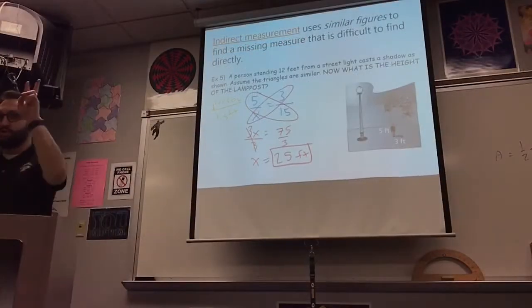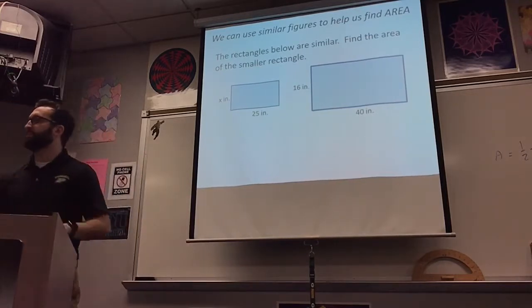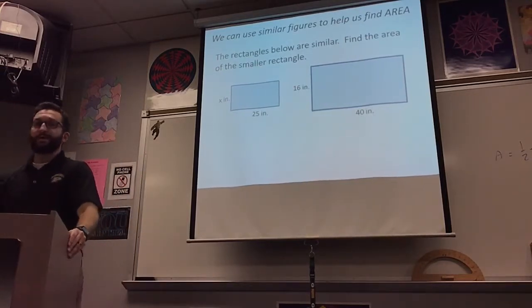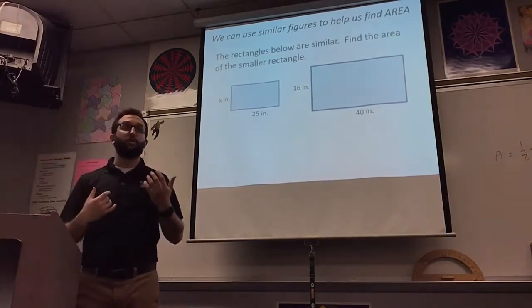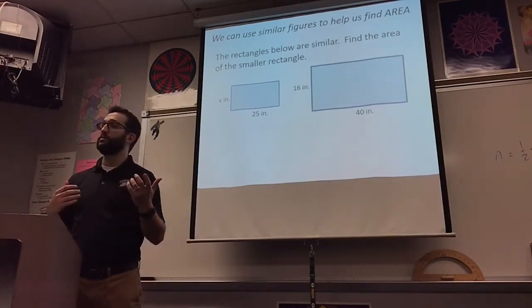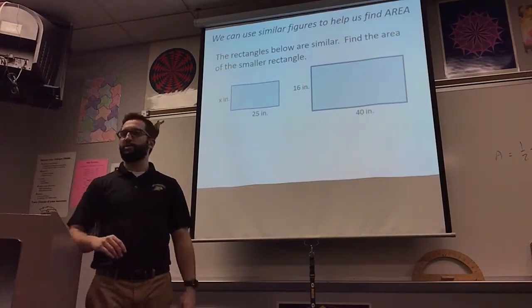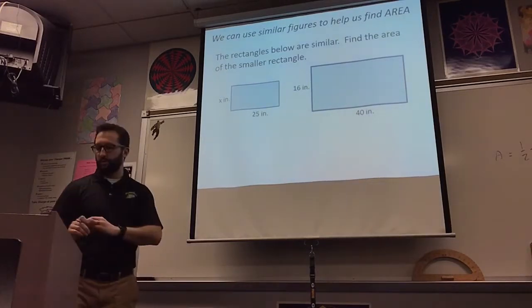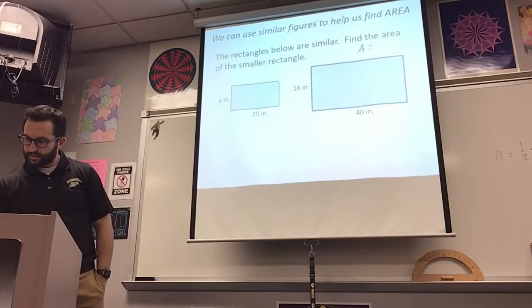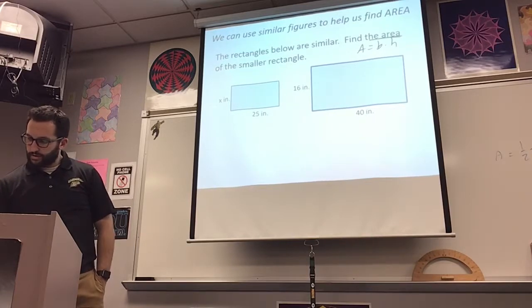Now let's get to the new stuff. We can use similar figures to help us find area. The rectangles below are similar. We're told that. Similar means for us that the corresponding sides are proportional. Find the area of the smaller rectangle, which means I need area equals base times height. That's what area is.